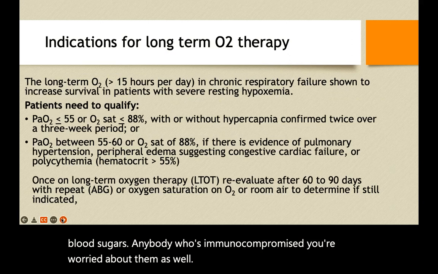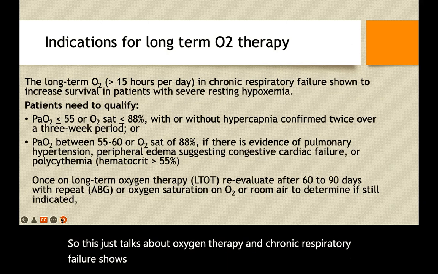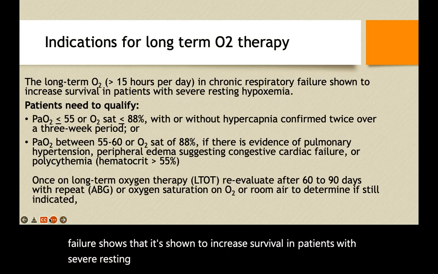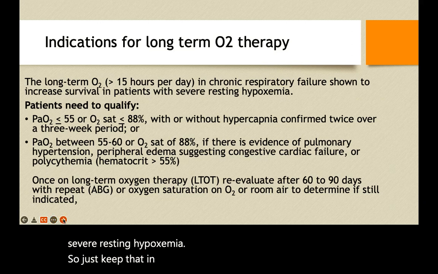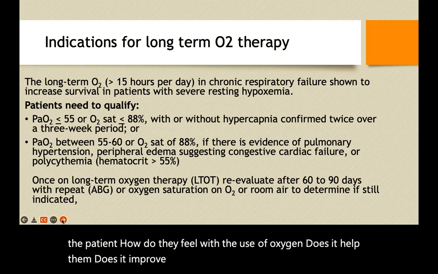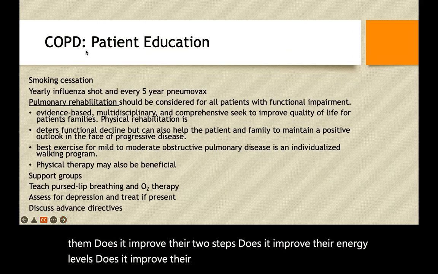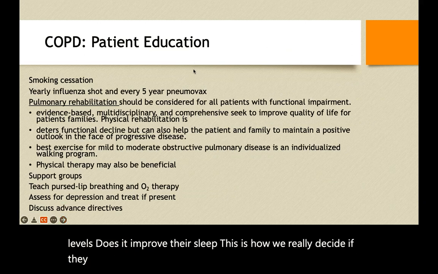So this just talks about oxygen therapy in chronic respiratory failure. It's shown to increase survival in patients with severe resting hypoxemia. So just keep that in mind. You're really looking at the symptoms of the patient. How do they feel with the use of oxygen? Does it help them? Does it improve their O2 stats? Does it improve their energy levels? Does it improve their sleep? This is how we really decide the benefit of using it.